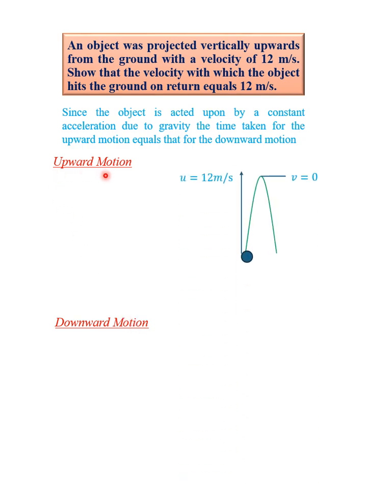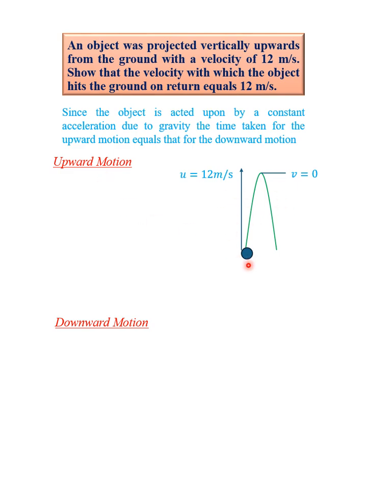Now, we know that there are two independent motions in this case. The first one is the upward motion, and the second one is the downward motion. Let us take them one after the other. First, let's look at the upward motion. This is the description of the upward motion.